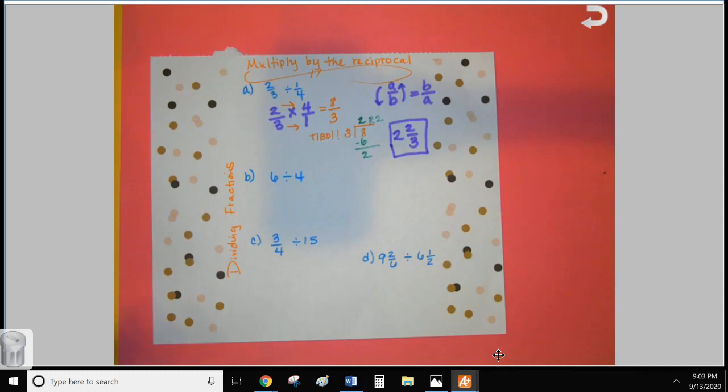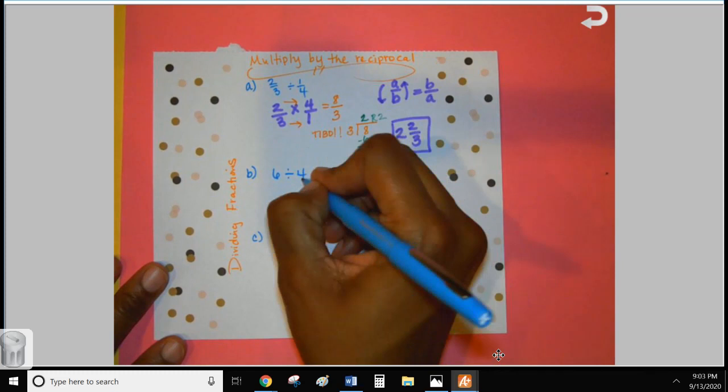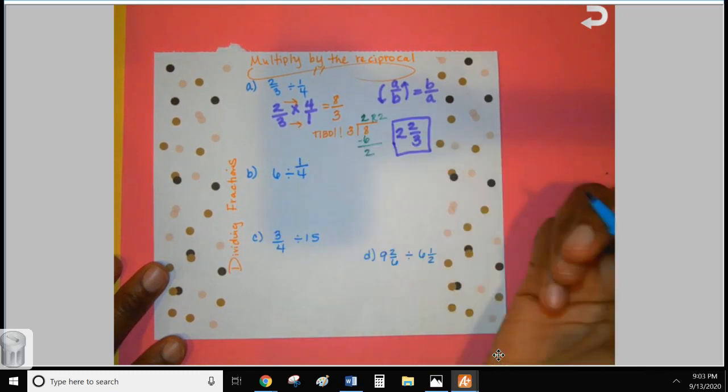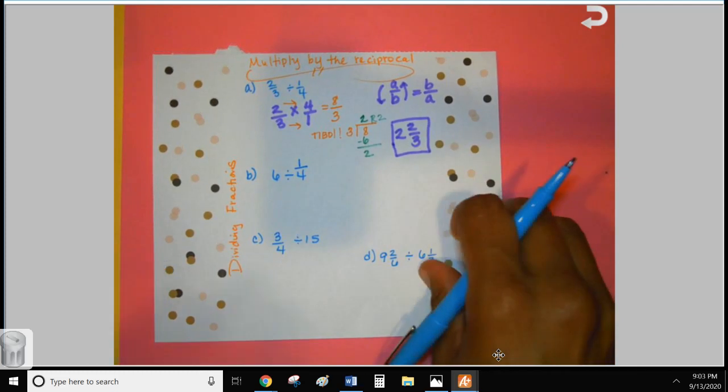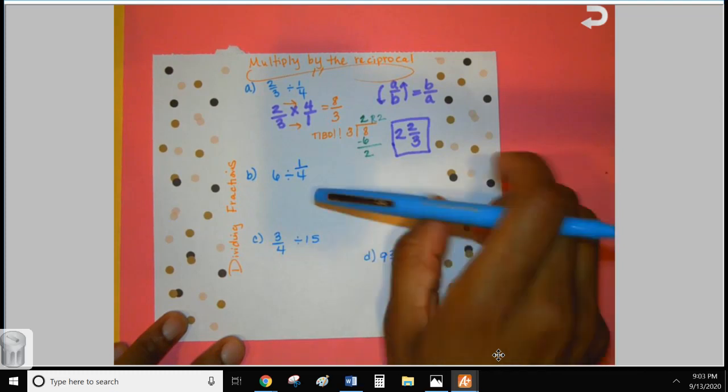I think I missed something on my second fraction when I wrote it down. I apologize, guys. I think this was maybe 1/4 again, and I didn't write it. So in the second example, the first one was dividing a fraction by a fraction. This one we have a whole number being divided by a fraction.